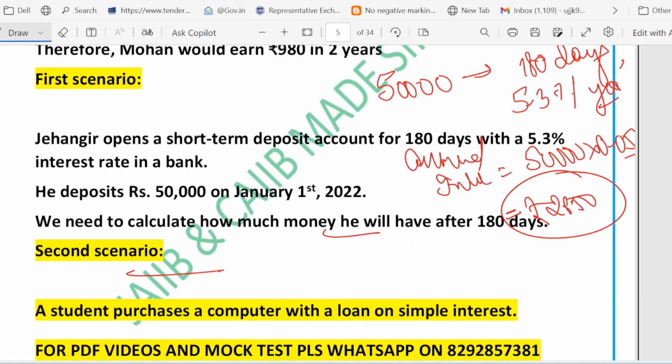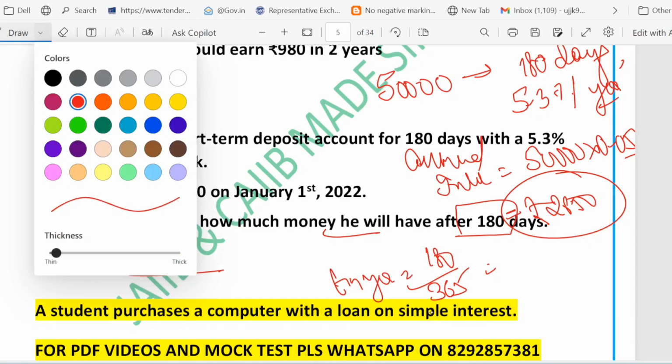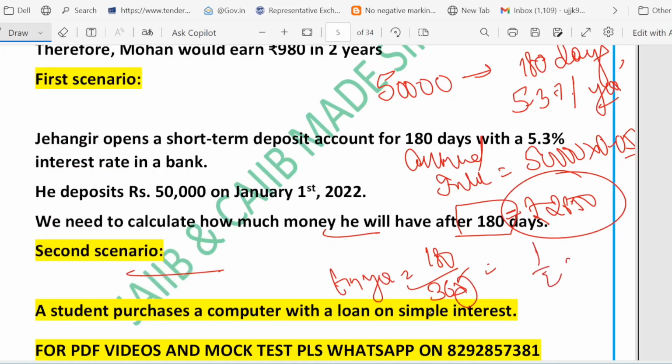Now, what is the time in years? 180 days. So if we convert 180 days into a year term, how much will that be? T in terms of year. So 180 divided by 360. Just take 360. That would be 1 upon 2.